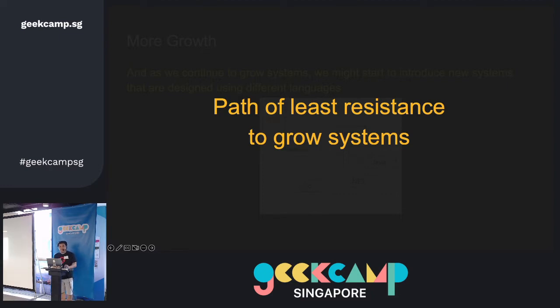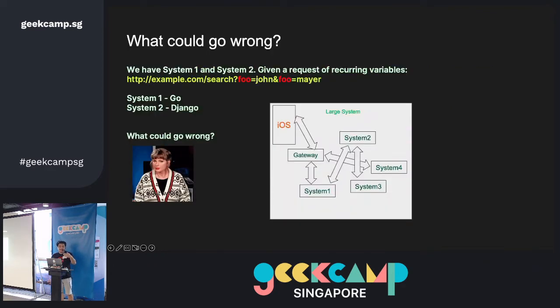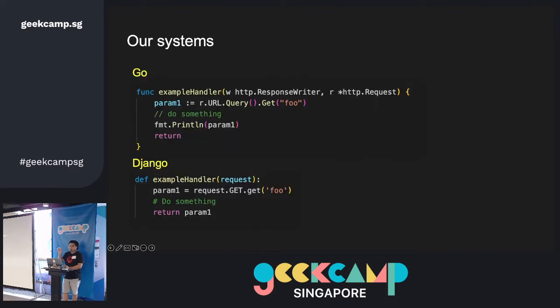But what could go wrong here? Let's say we have system 1 and system 2, and given the request of these two, first you have John, the second you have Mayer. Assuming that system 1 is Go and system 2 is Django, what could go wrong here? Let's look at the fundamental, simplistic code that you would have in the Go and the Django HTTP microservice. On the top you can see there's a .get, and on the bottom there's a .get as well. Both are similar, and both can be found in the official documentation.